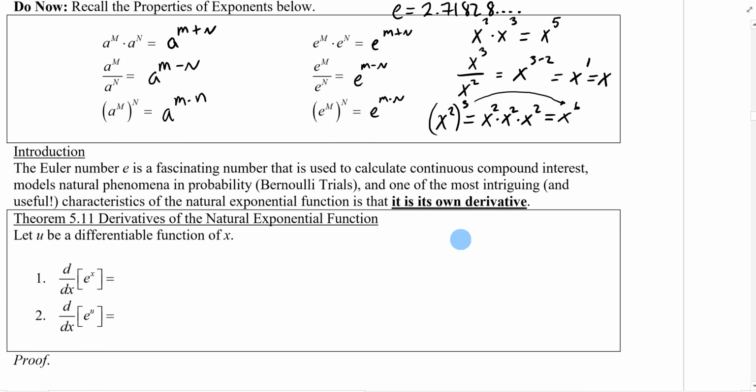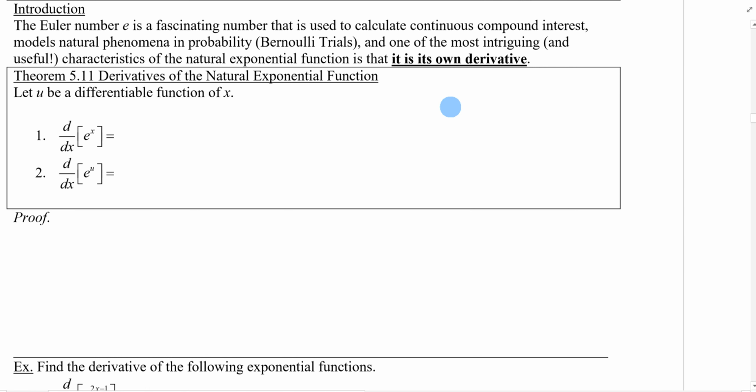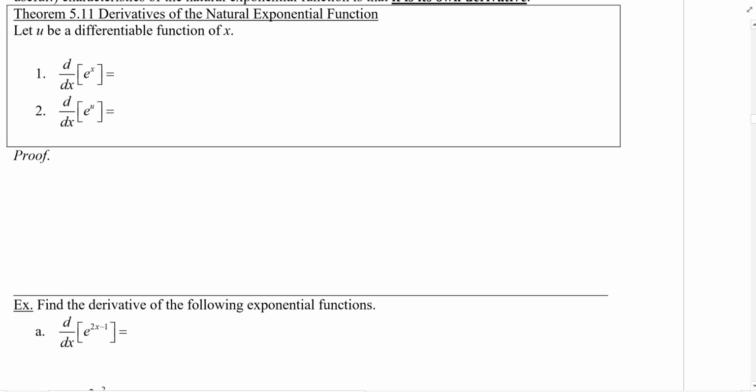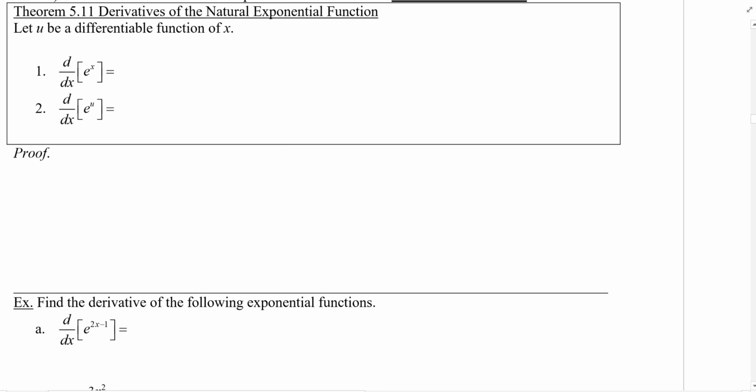Okay, now to get down to the derivative. Theorem 5.11 says that the derivative of e to the x is e to the x. And that's it. e to the x is the only function whose derivative is equal to itself. So that'll probably be the easiest derivative rule you'll ever have to remember.